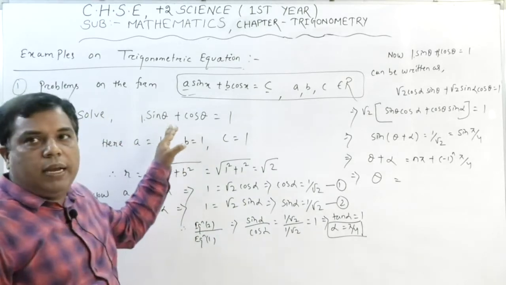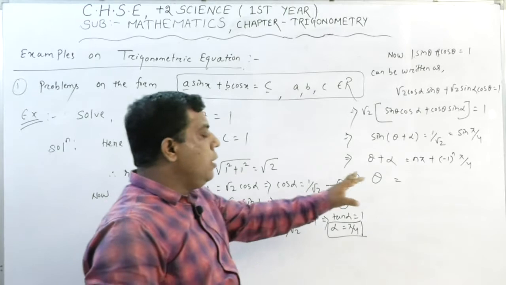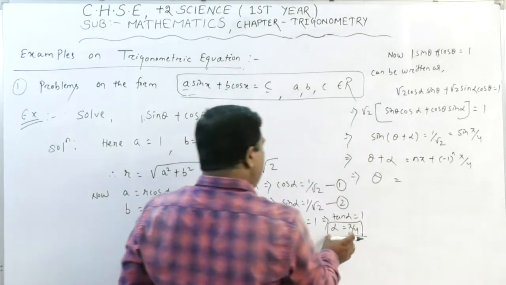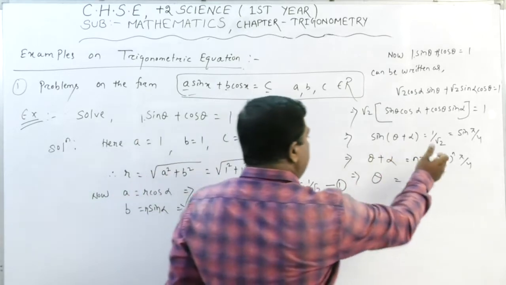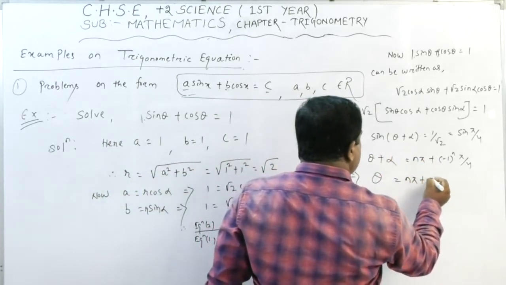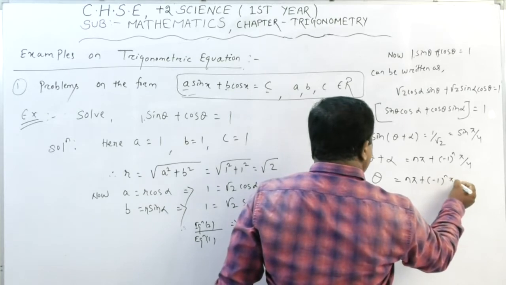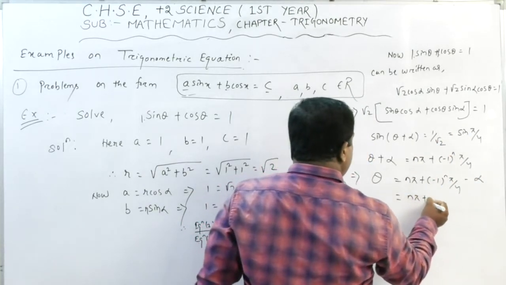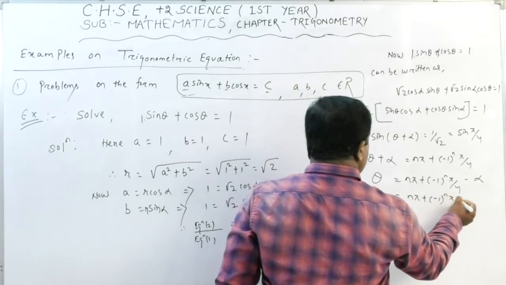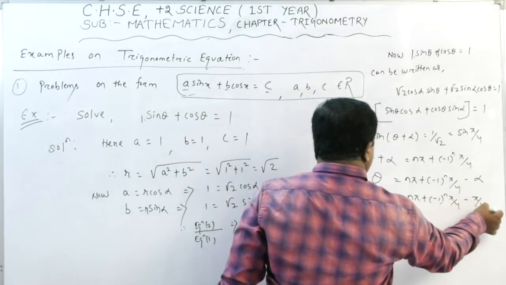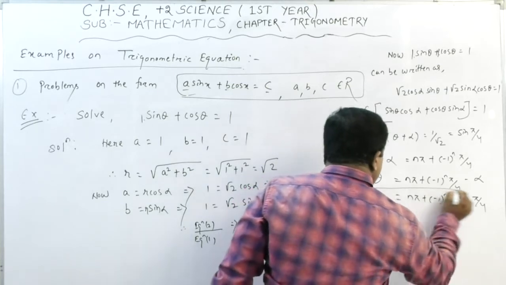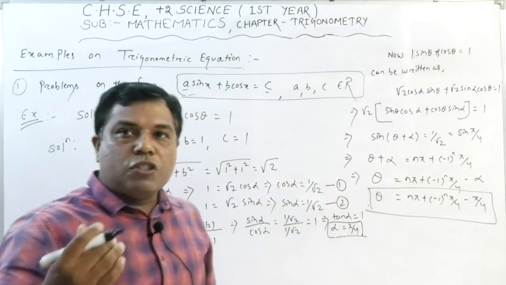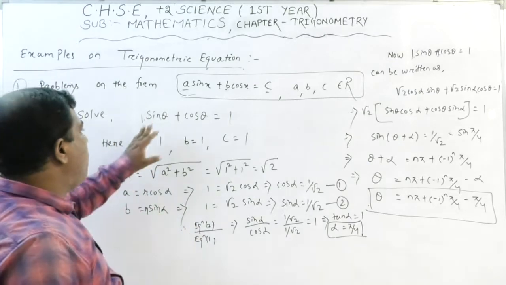Solve means what? To find the value of theta. So how is theta obtained? Theta is equal to what? Now you know alpha is already derived. So it is n pi plus minus 1 to the power n pi by 4 minus alpha, or we can say it equals minus pi by 4. So this is the way to get the solution of this type of problems.